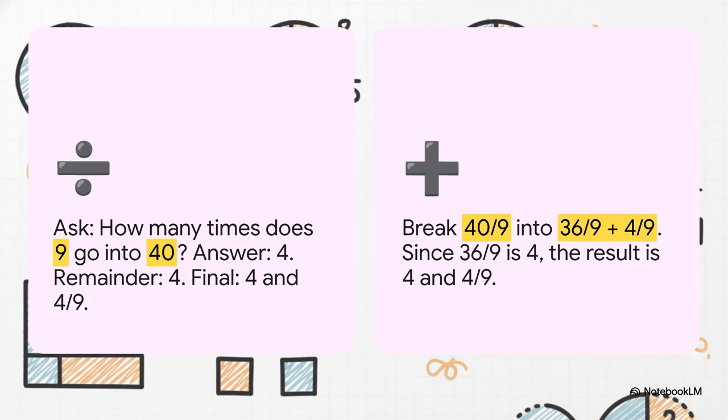Here, you think, what's the biggest multiple of 9 that's less than 40? Well, that's 36, so you can break 40 ninths into 2 pieces, 36 ninths plus 4 ninths. And we know that 36 divided by 9 is just 4, so you get 4 plus 4 ninths. The exact same answer, 4 and 4 ninths. See? 2 totally different ways to think about it, but they both get you to the right place.